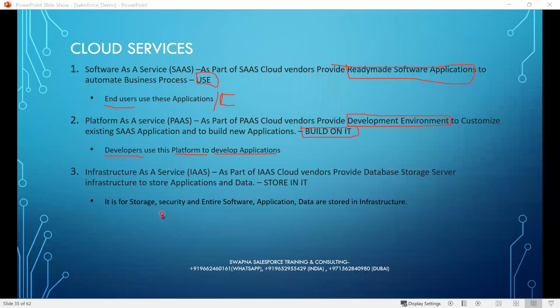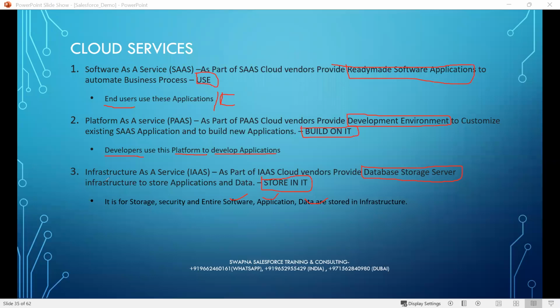Now, infrastructure. As part of infrastructure as a service, the cloud vendor provides database, storage, server infrastructure to store application and data. Why do we use this? This is just for storing. It is for storage, security. The entire software, application, and data are stored in infrastructure.